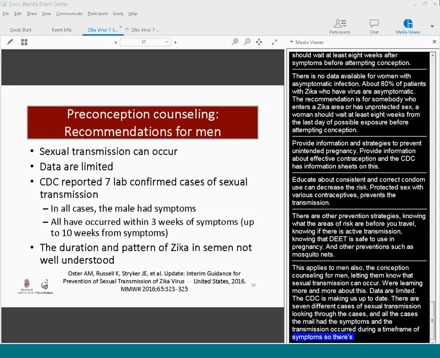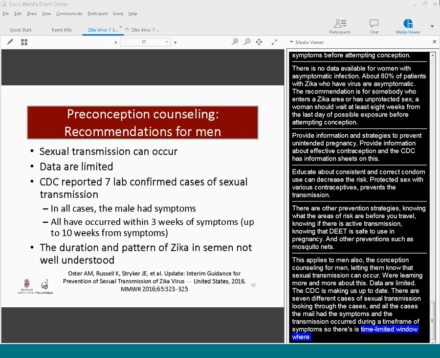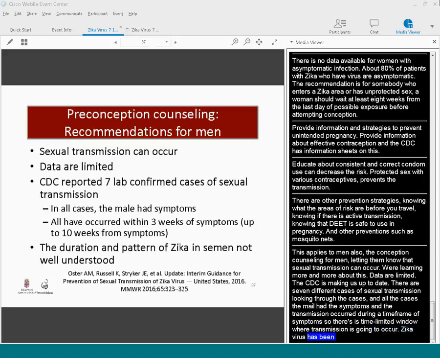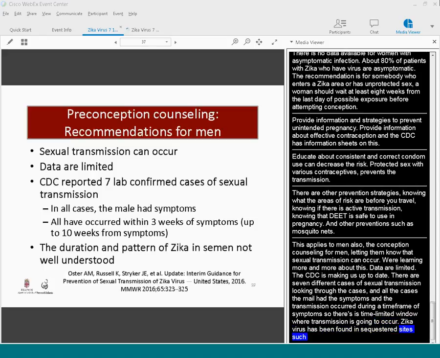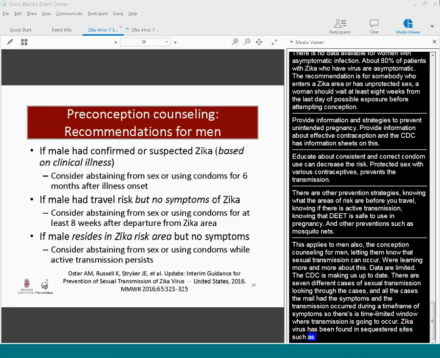We do know that Zika virus has been found in sites such as semen, but the duration and pattern of Zika in semen is not well understood, and it's not known, if it's present there, whether or not it's still able to transmit to a female with sexual contact.